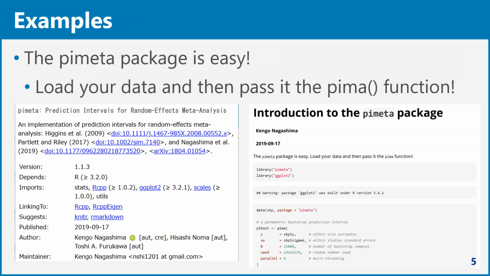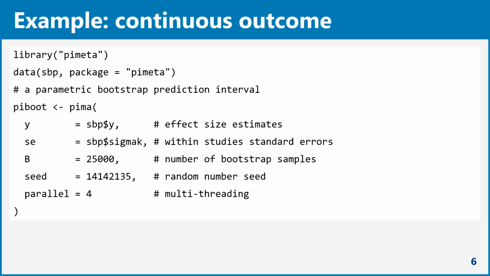Now, I'd like to show you the pimeta package with examples. This package is easy. Load your data and then pass it to the pima function. The website has examples that are described here. This slide shows an example code with a package example data. Outcomes are continuous values in this data.